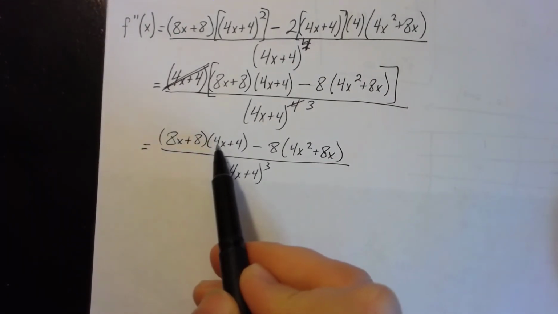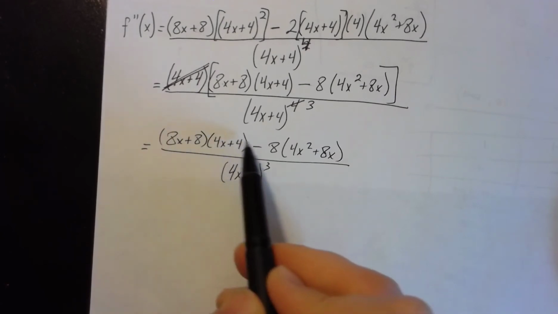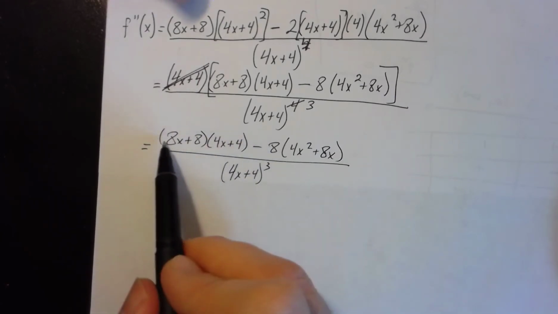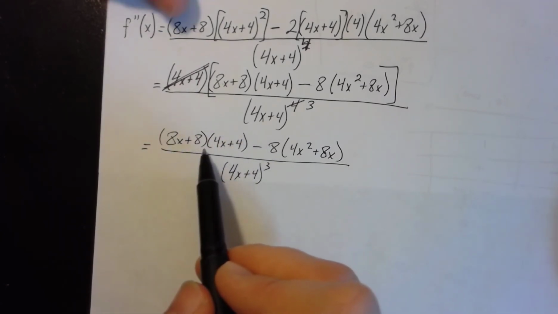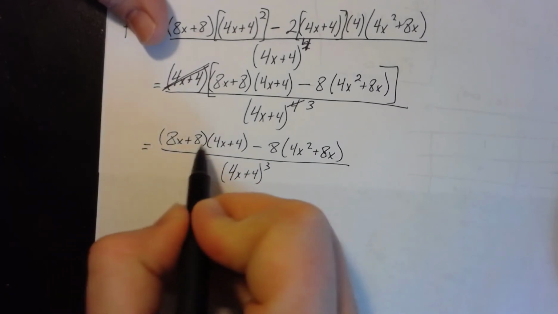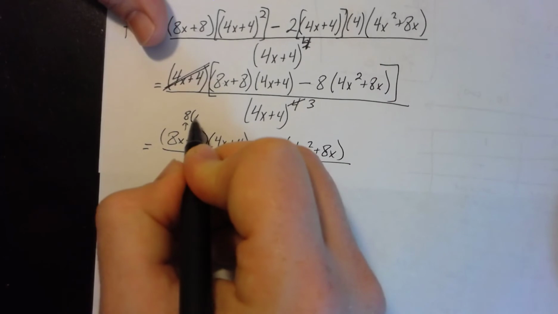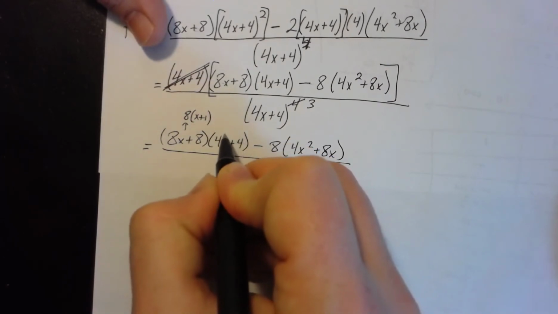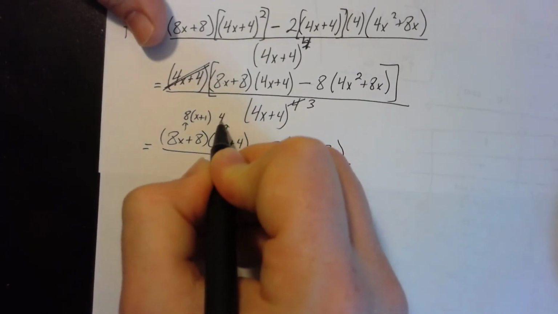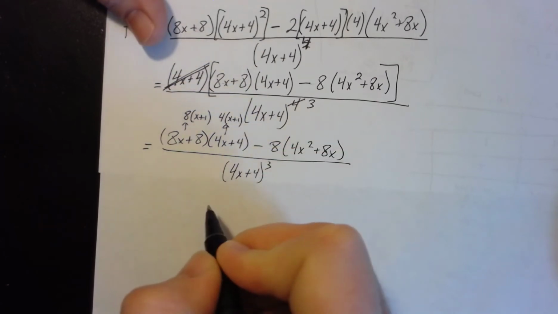8 times 4 is going to be 1632, and we can continue to do that work. But to me, I think that's going to be too much work. I'm lazy, and I want to avoid that. You'll notice in this factor right here, I can factor out an 8, leaving me with an x plus 1. In this one right here, I can factor out a 4, leaving me with another x plus 1.